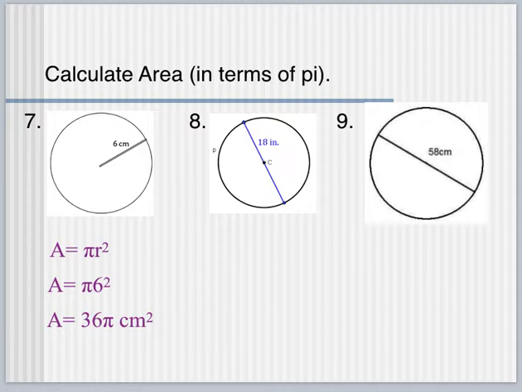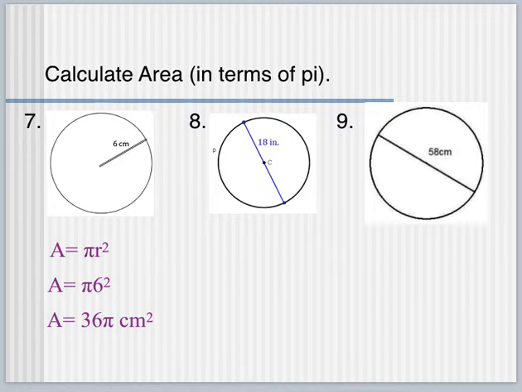You square the number. 6 squared is 36. And here's something important. We almost always move the pi to the end of your answer. Normal numbers like 36 always go in front of the pi. So you kind of swap the order backwards when you're done. Don't forget that this is an area problem, so your units are centimeters squared.